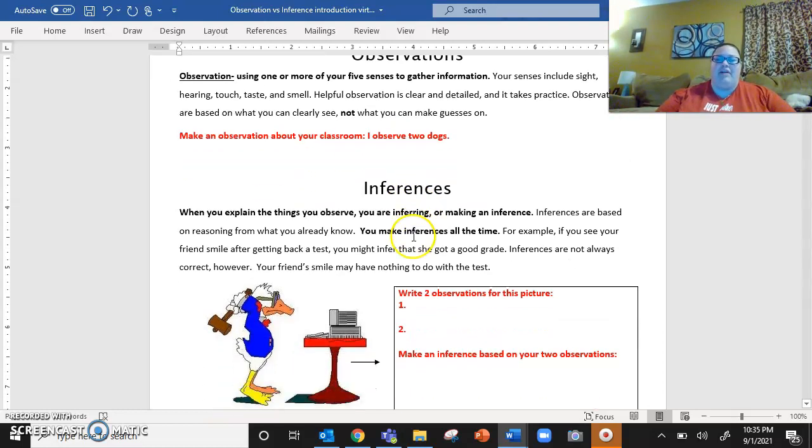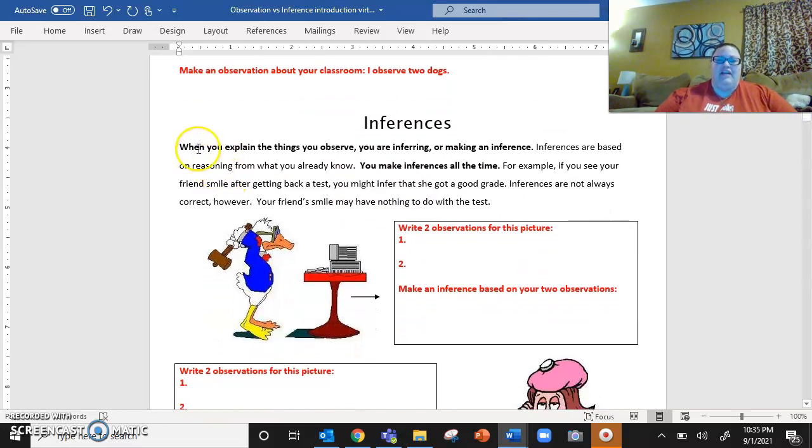Now let's talk about inferences. Inferences are when you explain the things you observe, you are inferring, or you are making an inference. Inferences are based on reasoning from what you already know. You make inferences all the time. For example, if you see your friend smile after getting back a test, you might infer that she got a good grade. Inferences are not always correct, though. Your friend's smile may have nothing to do with the test.